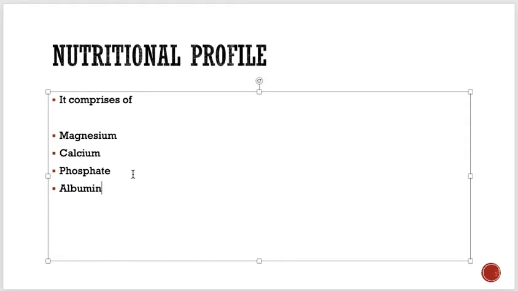Why? Guys, in patients with poor nutrition, all these things will be deficient. A person who has poor nutrition, who is malnourished, their magnesium will be low, their calcium will be low, their phosphate will be low, their albumin will be low. So, for example, in alcoholics, or in people who go on hunger strikes, they don't eat anything. When you check their bloods, you will find all these things are low. So simply, in malnutrition, all these are low. That's why we call it the nutrition profile.